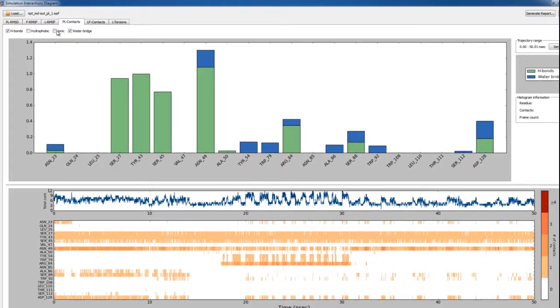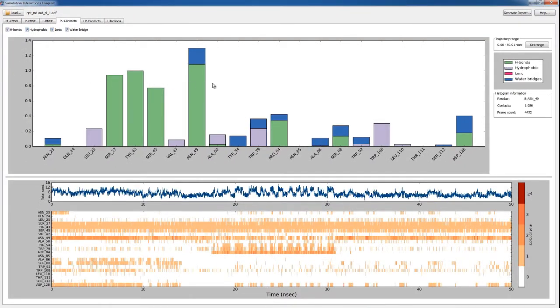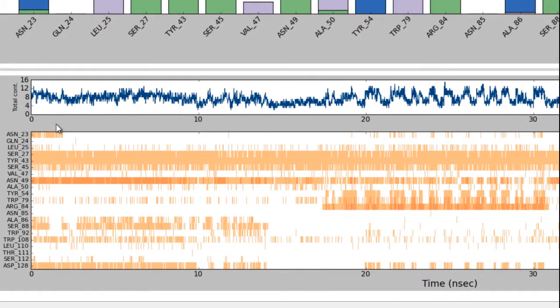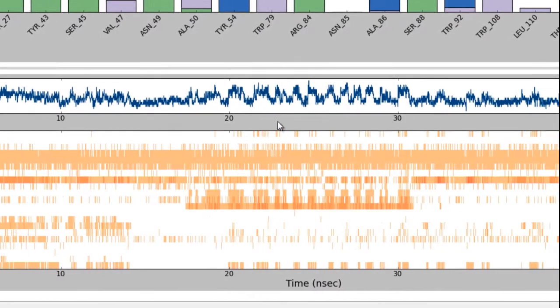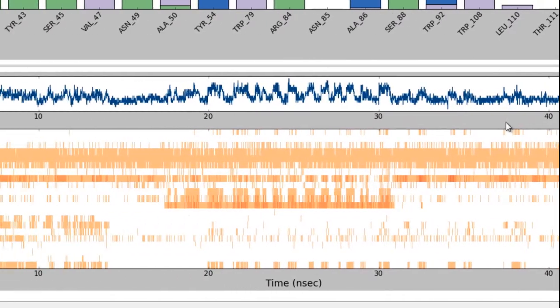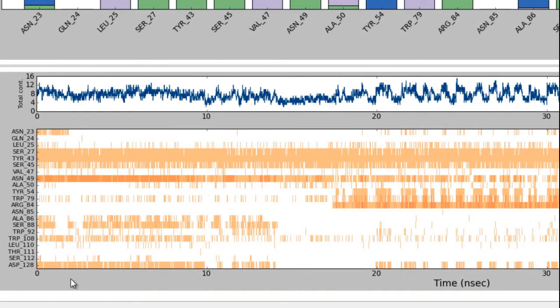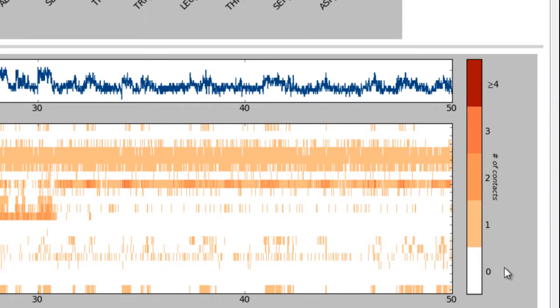Okay, now if we include all contacts again, we just see the summary of the results without the individual breakdown. Now below this plot we have a timeline of the contacts where you can see the total number of contacts being made to the ligand by the protein over the 50 nanosecond period. While below that we can see when the contacts were being made, referring to the time on the x-axis, which residues were making them based on the y-axis, and how many contacts were being made based on the color intensity.